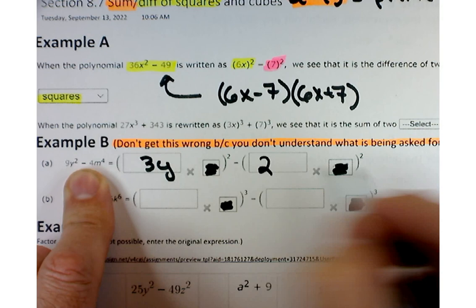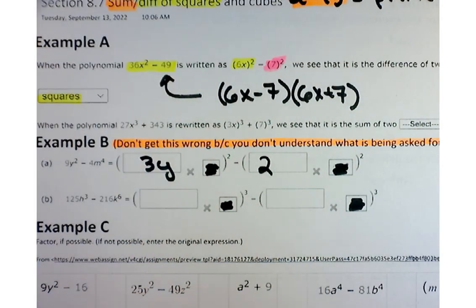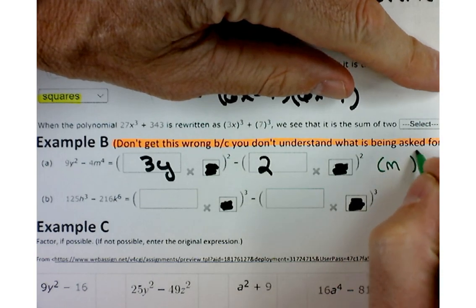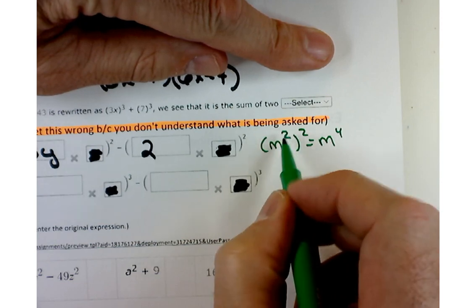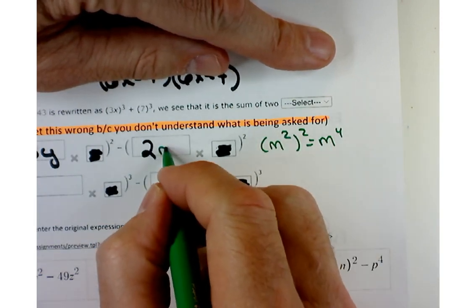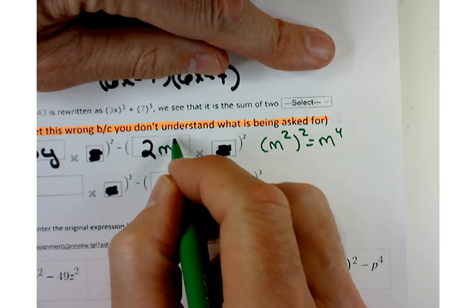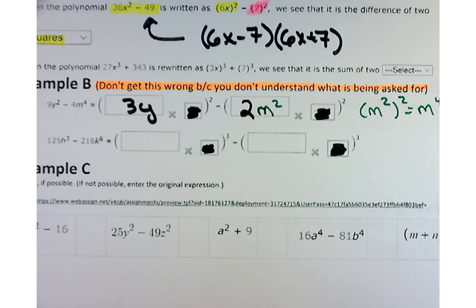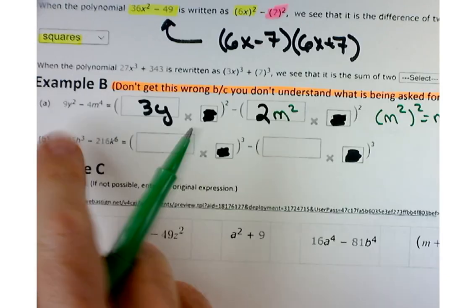And then you've got to square something to get m to the fourth. That takes a little bit of thought, so let's see if we can figure that part out. You've got m to some power, and you square it and get m to the fourth. That has to be a 2, because 2 times 2 would be a 4. So it would be 2m squared. And that's all they're looking for: what are the terms you square to get each of these?